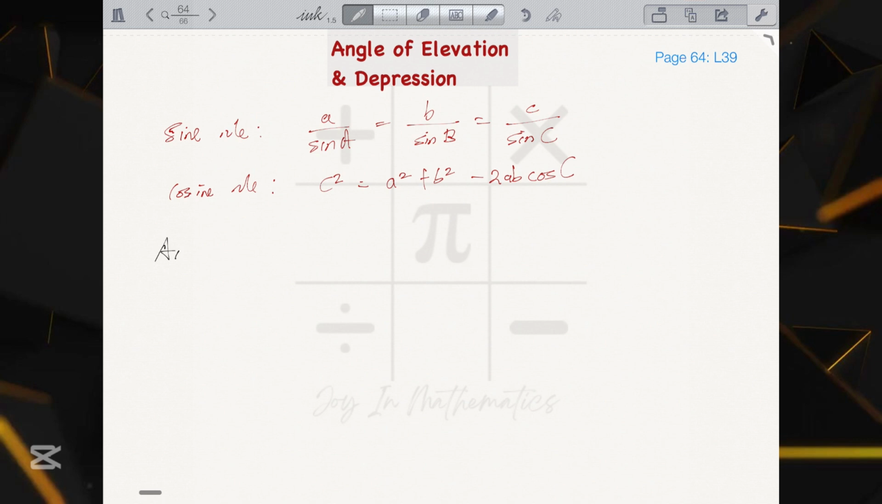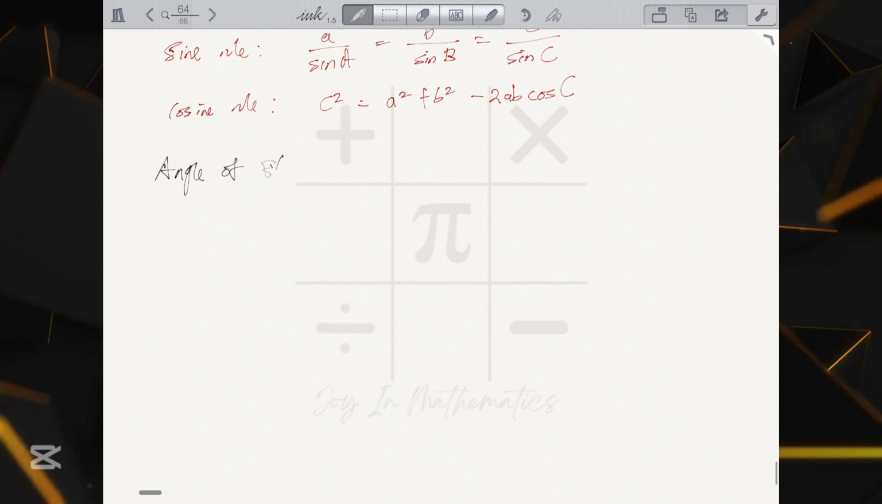Angle of elevation. What does it mean? And what does angle of depression mean? The angle of depression can also be called the angle of dip, where some people just say depression. But let's leave it as it is.